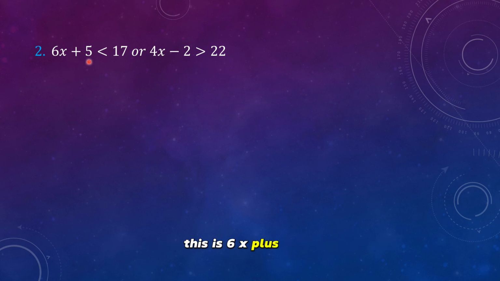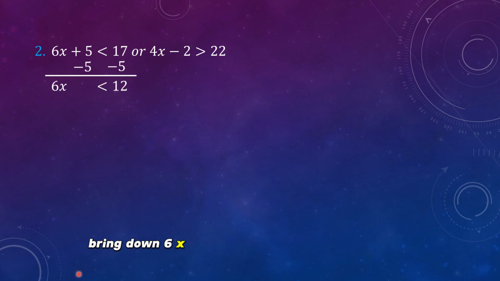This is 6x plus 5. The inverse operation of addition is subtraction, so we are going to subtract 5 from both sides of the inequality. So minus 5, minus 5. Bring down 6x, and then positive 5 minus 5 is 0. Let us not write 0 anymore. And then it is less than 17 minus 5, which is 12. This is 6x, or 6 times x.